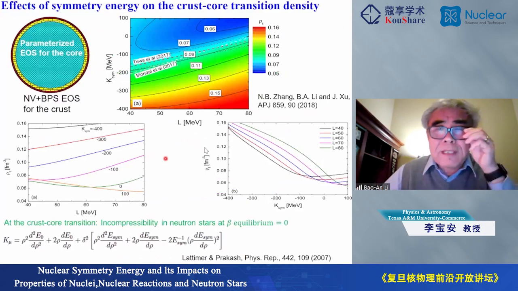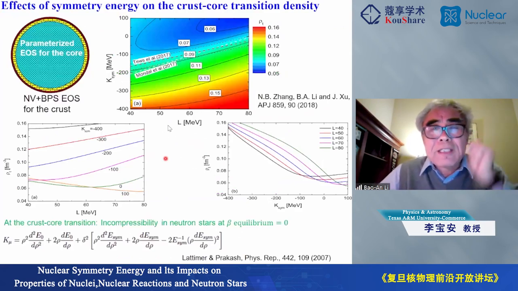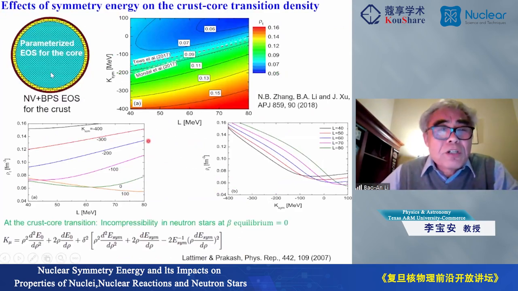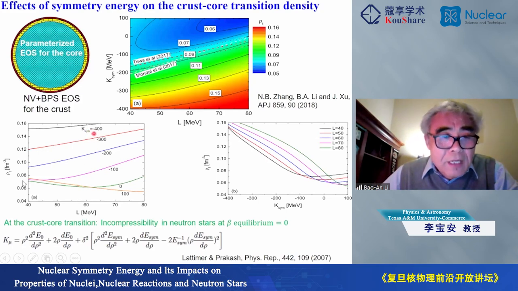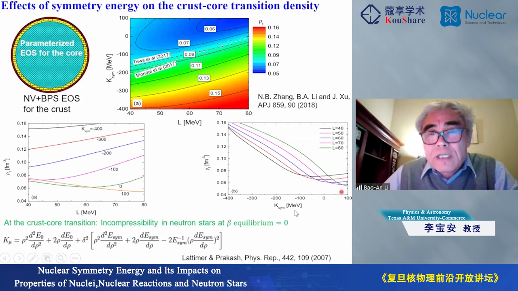So as I mentioned, many people have calculated the transition density from the core to the crust. This transition density depends on the L parameter. If you fix the compressibility of symmetric matter, the transition density increases a little bit as you increase L, and it decreases with increasing compressibility of symmetric matter.